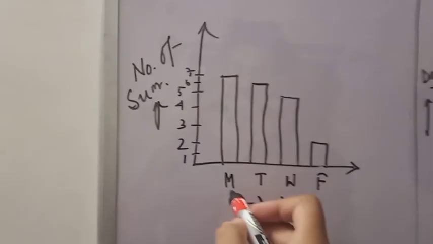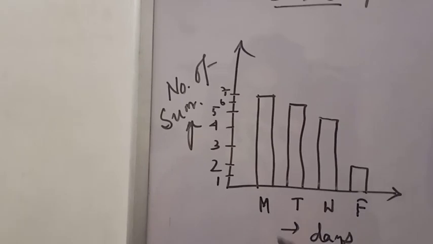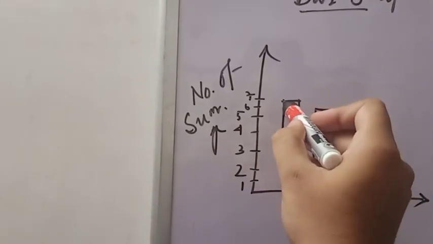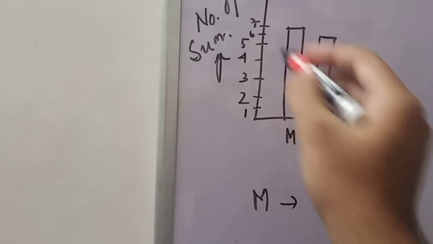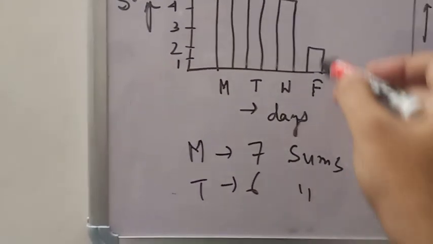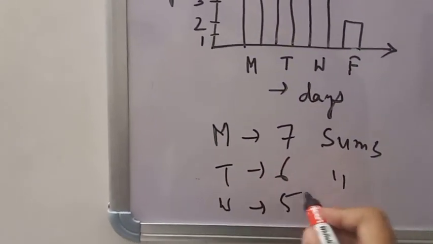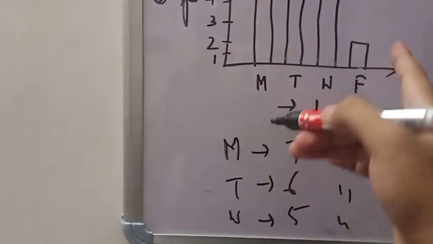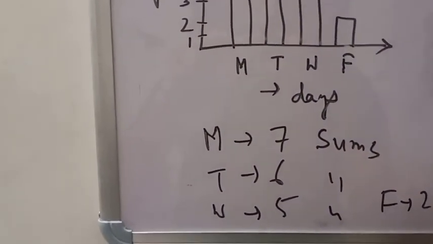On Monday, how many sums are done? See that the bar is going up to 7. So Monday, 7 sums. Next, Tuesday, 6 sums. Next, Wednesday, that is 5 sums. And Friday, this is 2 sums. So Friday is 2 sums.